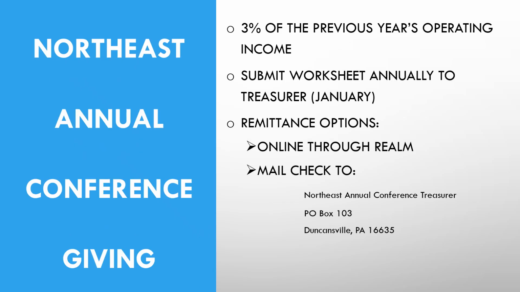For the Northeast Annual Conference, the percentage is 3% of the 2024 operating income. This one does require a worksheet, submitted each January to me, the treasurer. After that, you can send your giving online through Realm or by check.